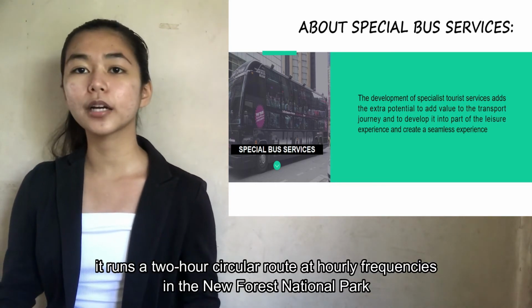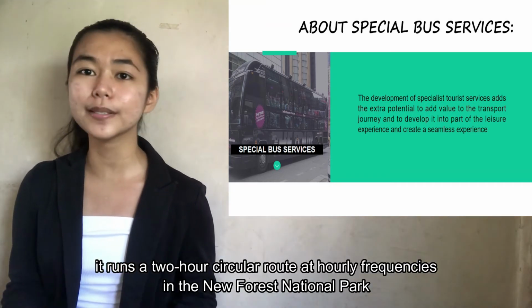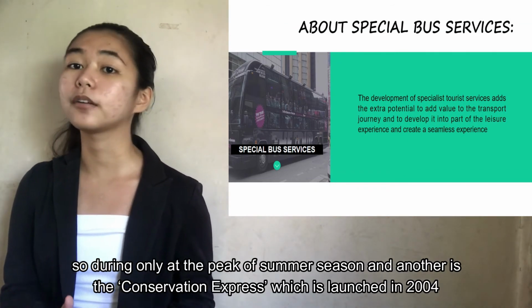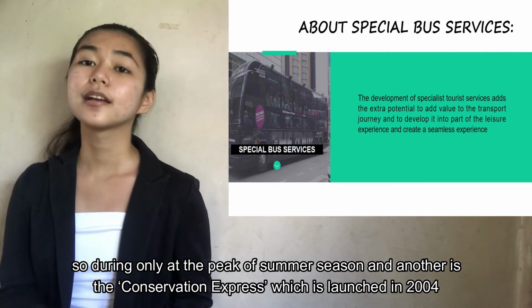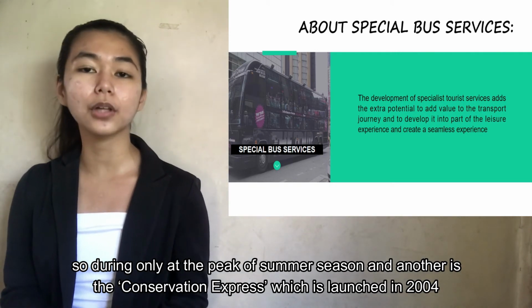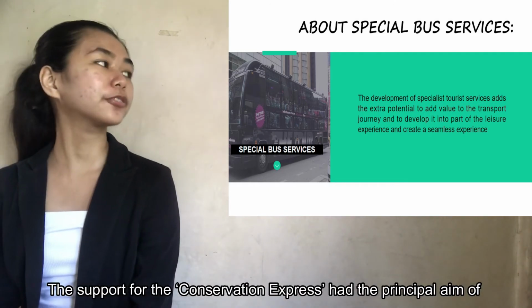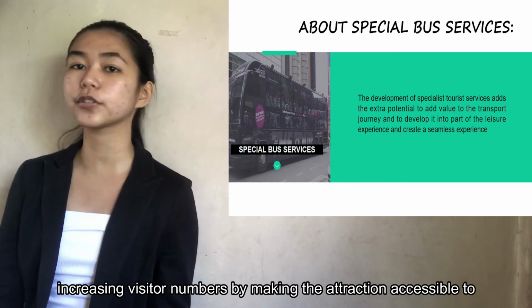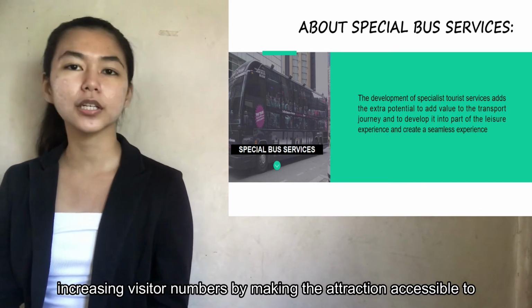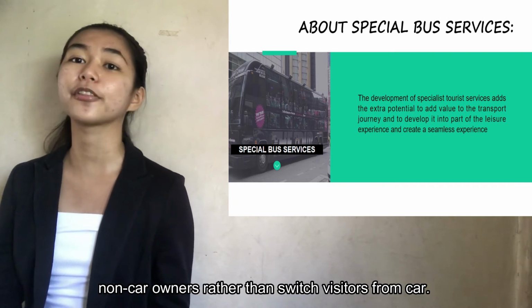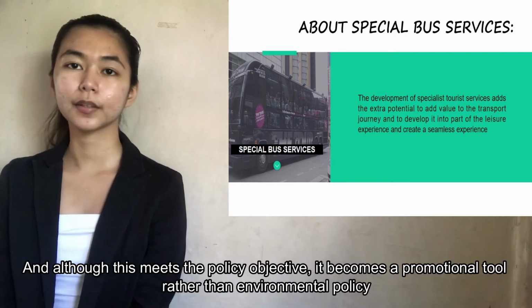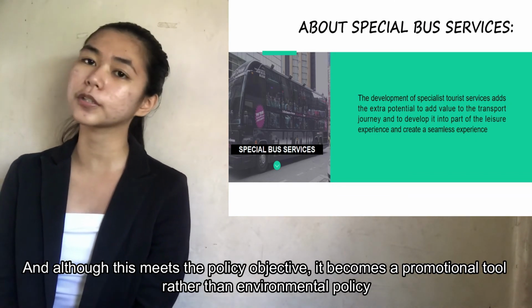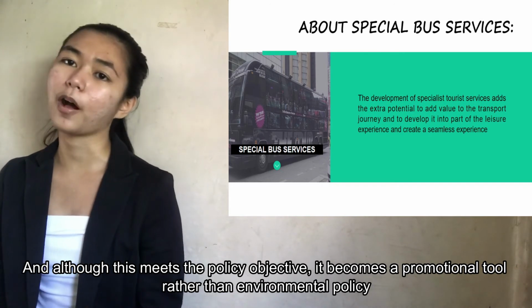It runs a 2-hour circular route at hourly frequencies in the New Forest National Park, only during the peak of the summer season. Another is the Conservation Express, which was also launched in 2004. The support for the Conservation Express had the principal aim of increasing visitor numbers by making the attraction accessible to non-car owners rather than switching visitors from cars. And although this meets the policy objective, it becomes a promotional tool rather than environmental policy.